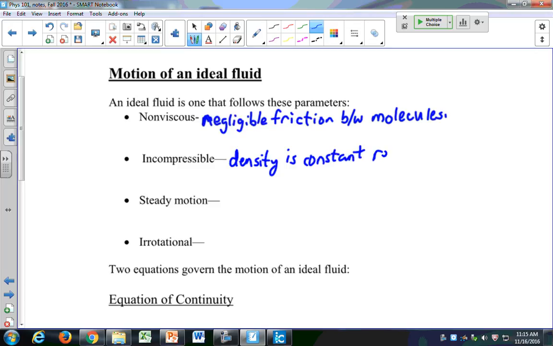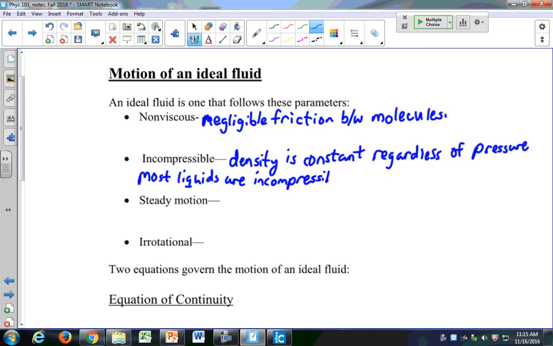Regardless of the pressure. Most liquids are incompressible. So when we're talking about fluid flow, that will completely exclude all gases, because gases are not incompressible. No, there is no gas that is incompressible, and almost all liquids are incompressible.